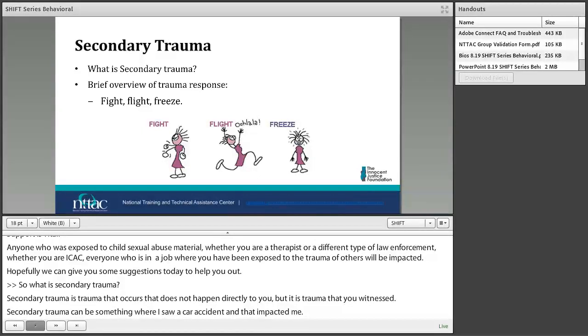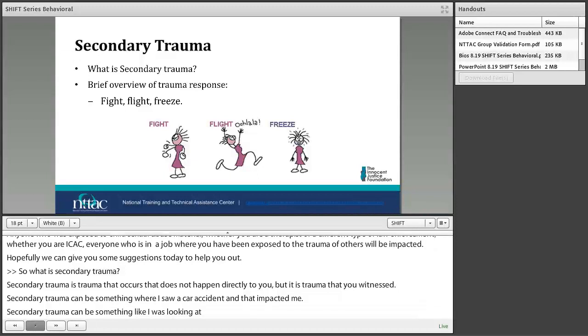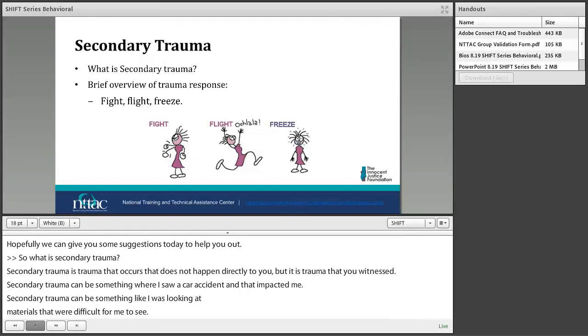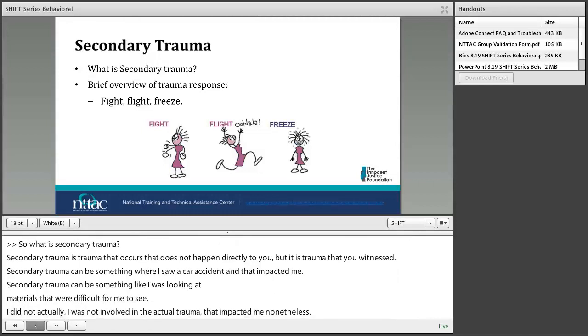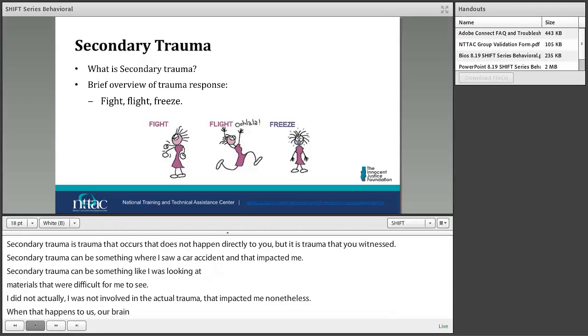So what happens is when that happens to us, our brain goes into fight, flight, or freeze. The reptilian part of our brain, which is instinctual and doesn't have a logical side to it, takes over, and the brain decides whether we can fight our way out of this instance, whether we can run away, or whether there's nothing we can do and we become overwhelmed and we freeze.